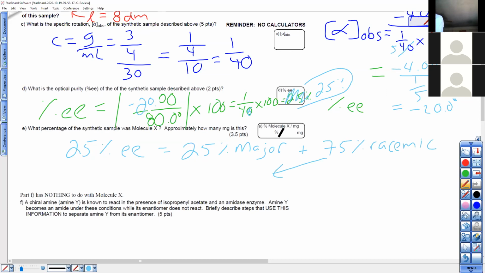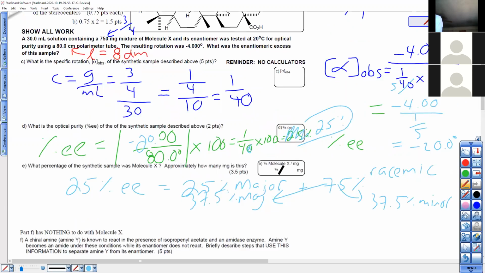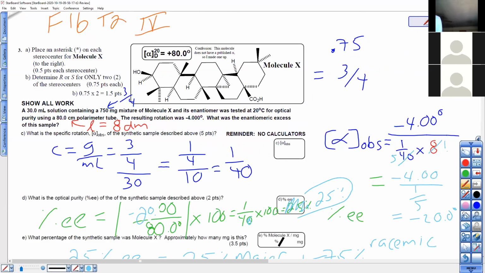It gives 37.5% more major and it gives 37.5% minor. We need to go back to the original part of the question and figure out, is my pictured molecule major or minor? And the answer is minor. The only reason it's minor is that the sign for the reference does not match the sign for the lab result. Therefore, the minor is this molecule. If this was a +4, then this would be the major molecule. It's not.